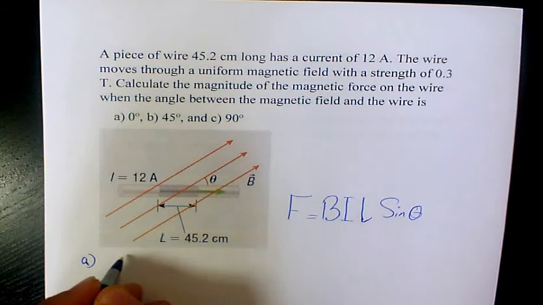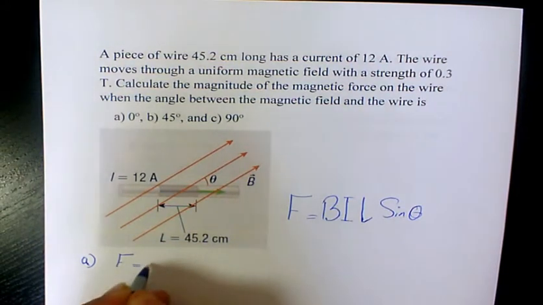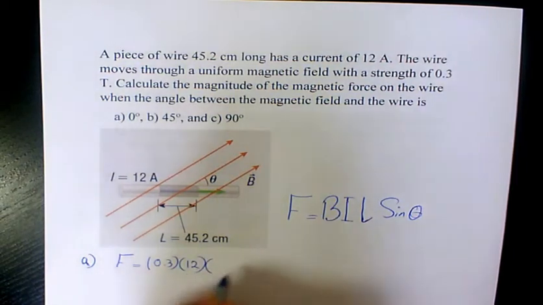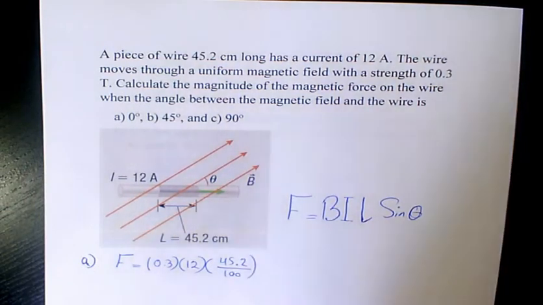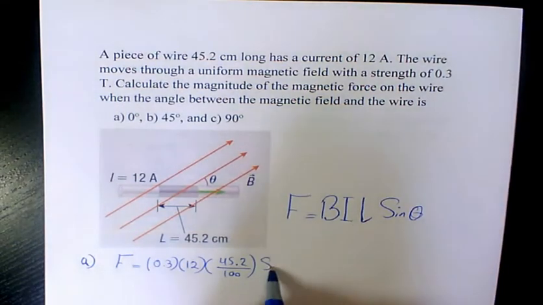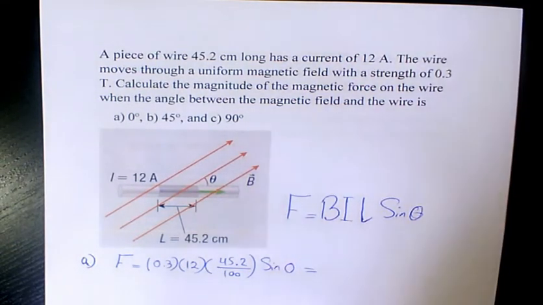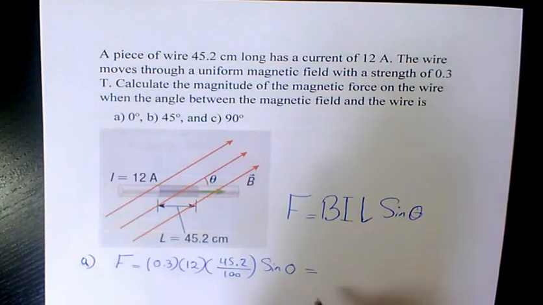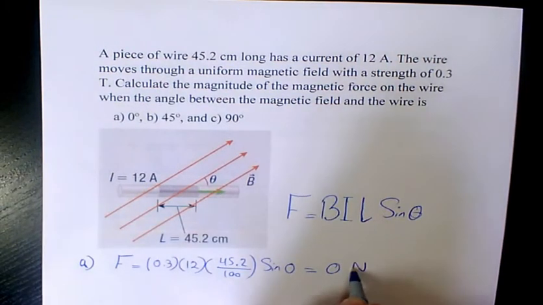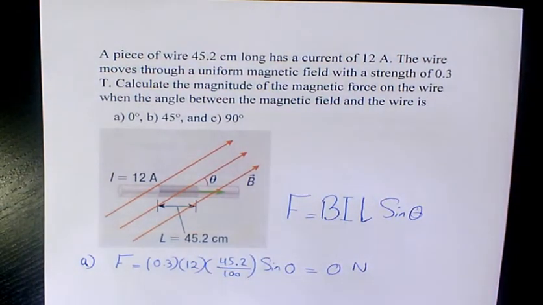So we have F equals 0.3, I is 12, L is 45.2 divided by 100, because it is in terms of centimeters, we need to convert it to meters, sine 0. Since we have sine 0, the answer is going to be 0, because sine 0 is 0.